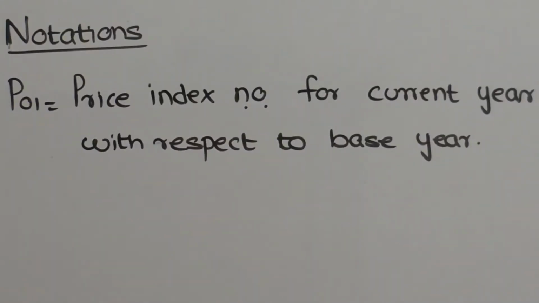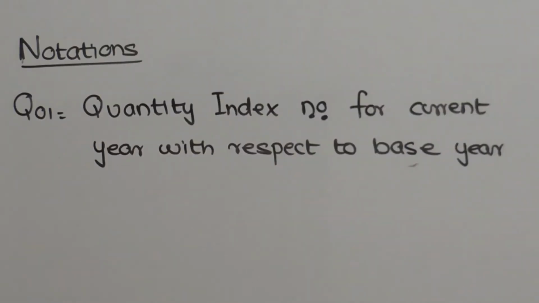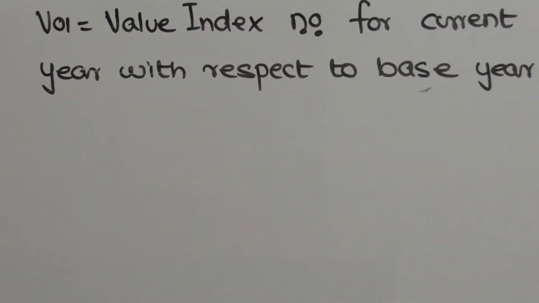P01 is the price index number for the current year with respect to the base year. Q01 is the quantity index number of the current year with respect to the base year. V01 is the value index number for the current year with respect to the base year.